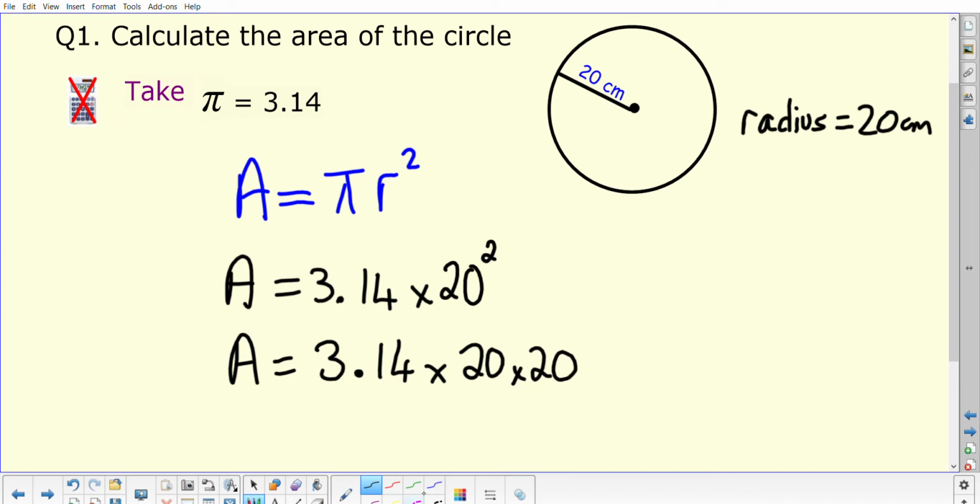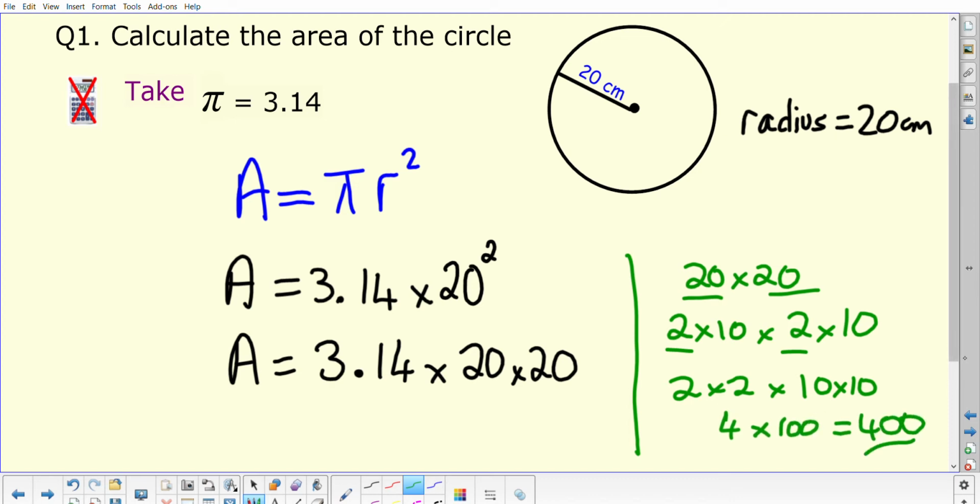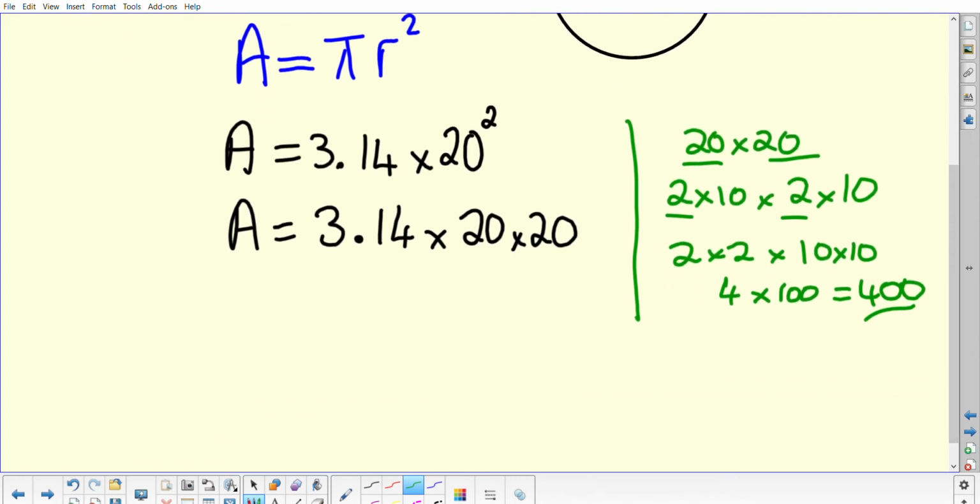Now to do a calculation like that without the calculator, so you're trying to do 20 times 20, there are various ways you can think about that. You can split up your 20 into 2 times 10, for each of them, so you're basically doing 2 times 10 times 2 times 10. You can group together the 2's so that you're doing 2 times 2, and group together the 10's, so you're doing 10 times 10. In theory you can do this in your head. So you're doing 4 from the first pair times 10 times 10, which is 100. So 20 times 20 is going to give us the answer of 400. So that's this bit of it.